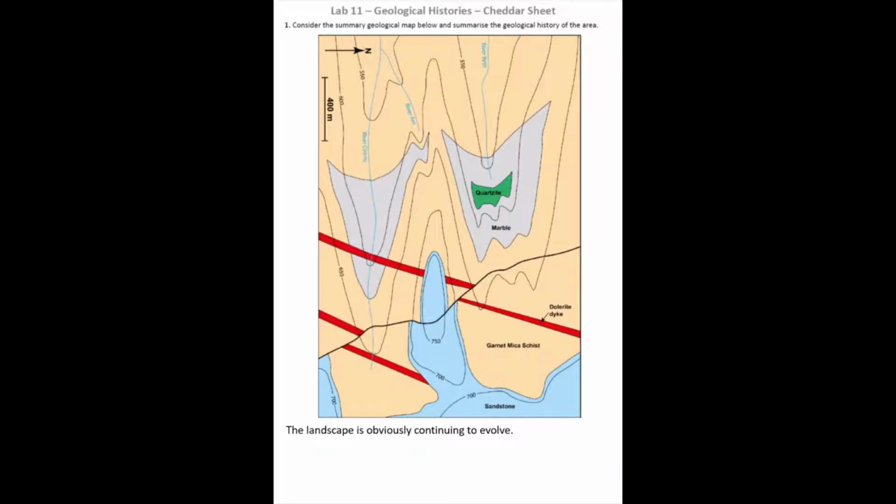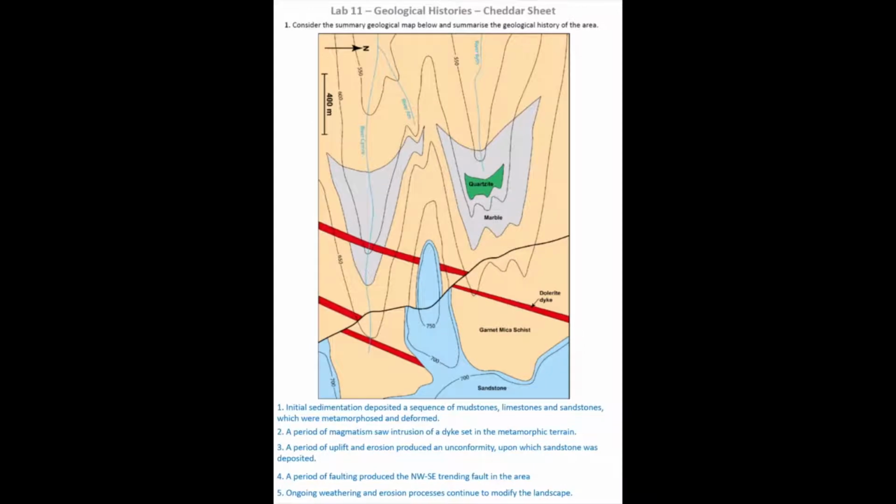Then, obviously, this landscape is still alive, it's still continuing to evolve. We've got the three rivers that are cutting down through the bedrock to give us the current topography, so we can finish our geological history by saying that ongoing weathering and erosion processes continue to modify the landscape.